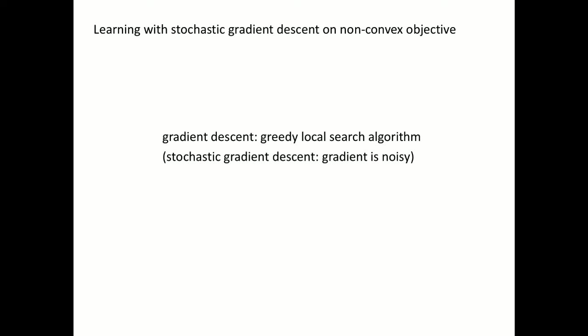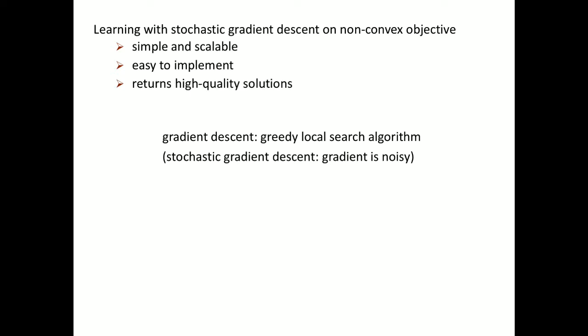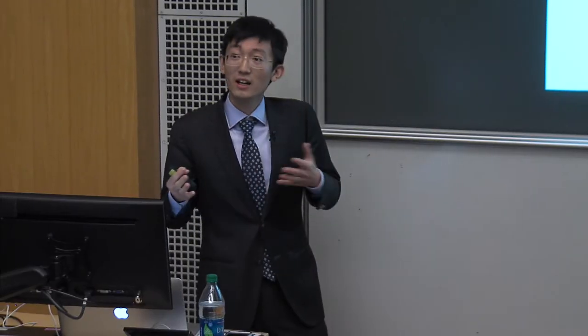So the nice thing about stochastic gradient descent is that it is simple and scalable. It is easy to implement because we can just use some auto differentiation package to compute the gradient. And moreover, most surprisingly, it often returns high quality solutions, which are often believed to be approximate global minima. The main mystery here is why this can happen.